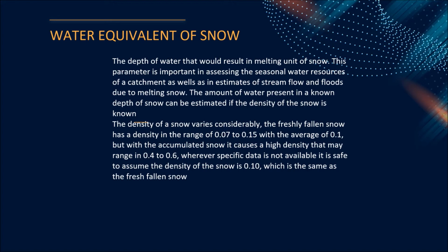Freshly fallen snow has a density in the range of 0.07 to 0.15, with an average of 0.1. But accumulated snow has a higher density that may range from 0.4 to 0.6. Wherever specific data is not available, it is safe to assume that the density of the snow is 0.1, which is the same as freshly fallen snow.